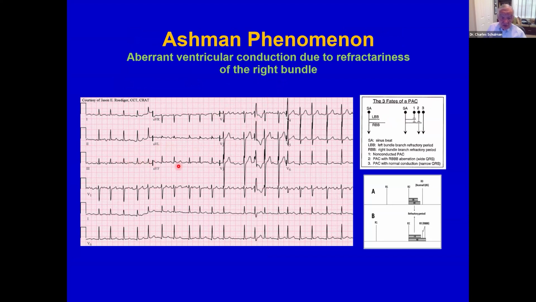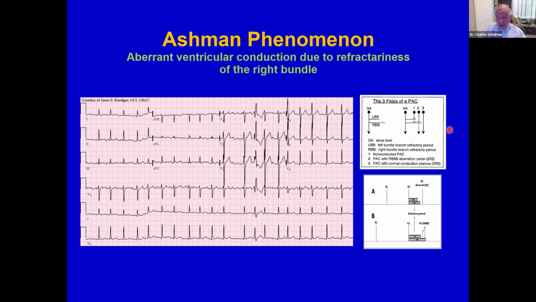So here's atrial fibrillation, as described originally by Dr. Ashman, with a long pause and then a short RR interval and right bundle branch block configuration.